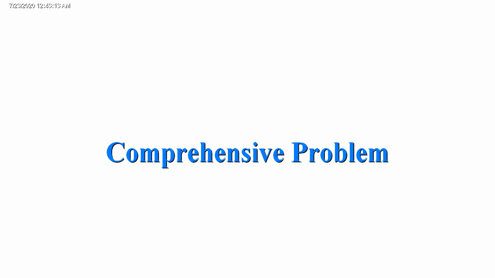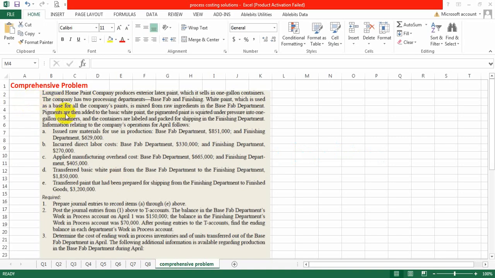Comprehensive problem from process costing. In this problem, we will prepare the journal entries and T-accounts, and we will find the cost of ending work in process and unit transfer out cost, right?